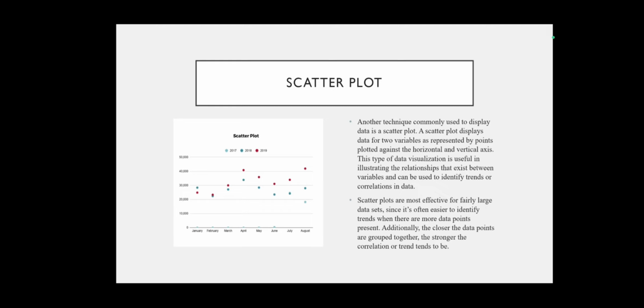Scatter plot. Another technique commonly used to display data is a scatter plot. A scatter plot displays data for two variables as represented by points plotted against the horizontal and vertical axes. This type of data visualization is useful in illustrating the relationship that exists between variables and can be used to identify trends or correlations in data. Scatter plots are most effective for fairly large data sets, since it's often easier to identify trends when more data points are present. Additionally, the closer data points are grouped together, the stronger the correlation or trend tends to be.